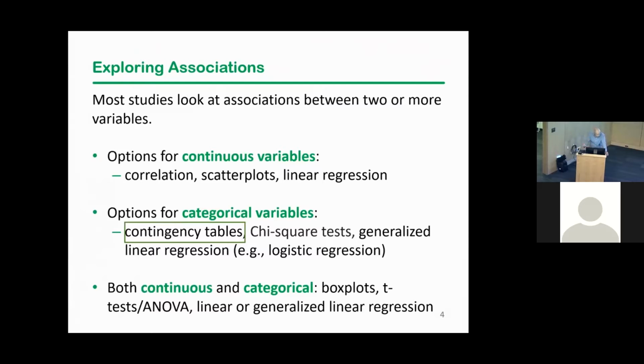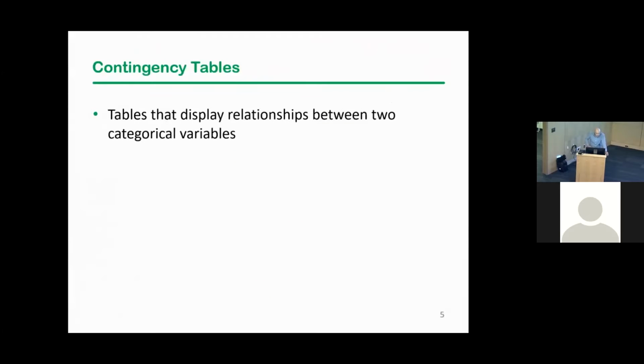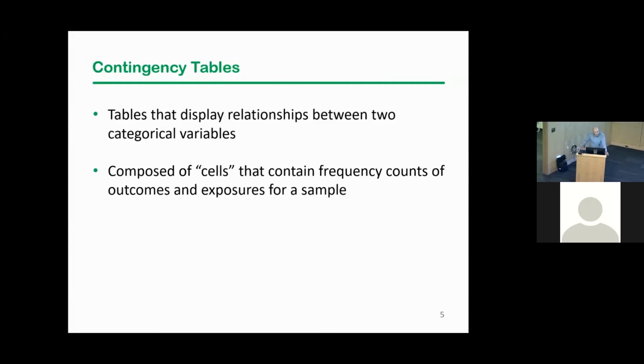Also called crosstab tables. So what is a contingency table? These are tables that display relationships between two categorical variables. They're composed of what we call cells, and the cells contain frequency counts of outcomes and exposures for a sample. I'm going to show you a picture of this in a moment.